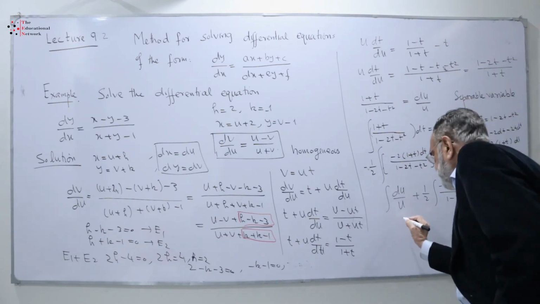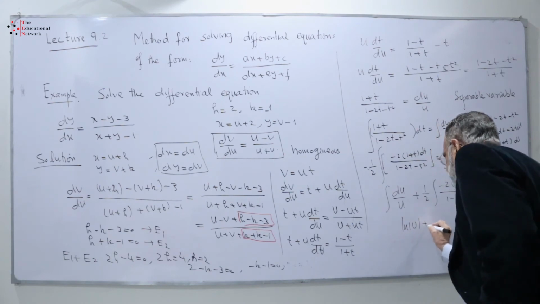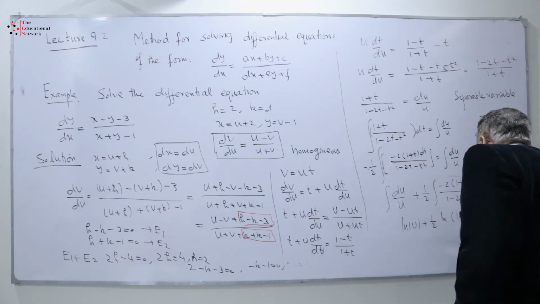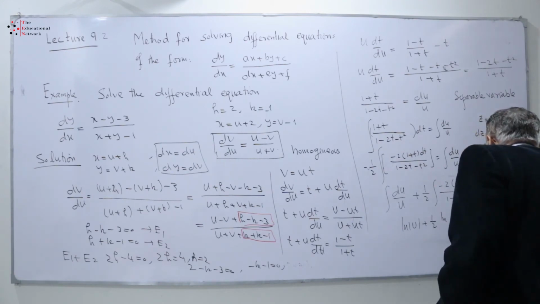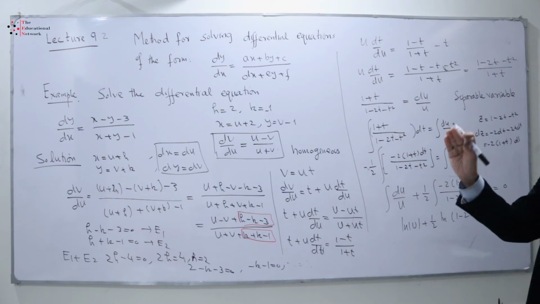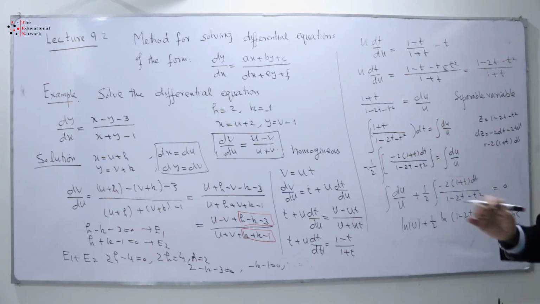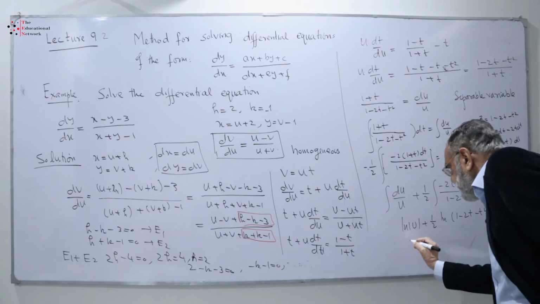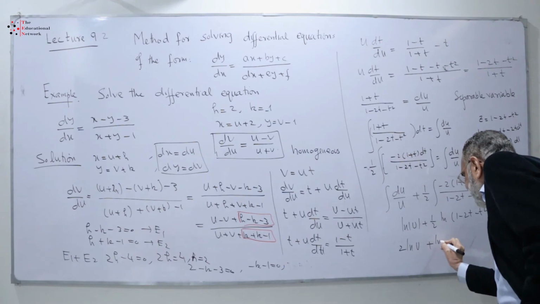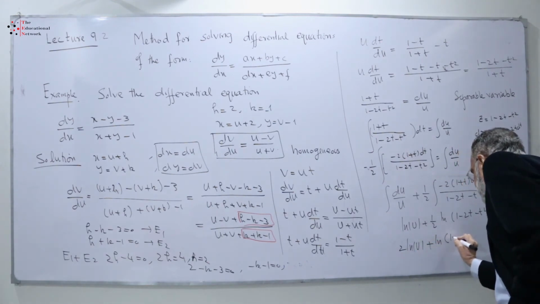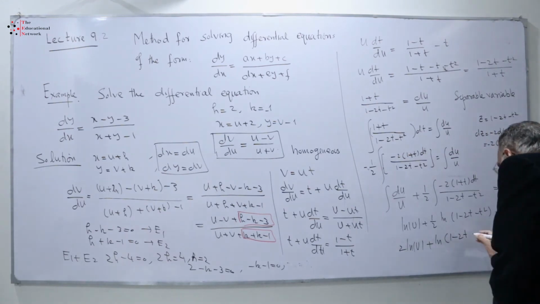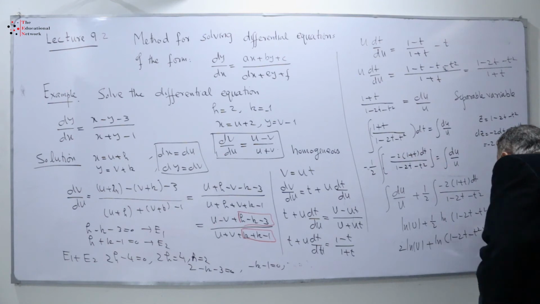So integrated, we get ln of u plus 1 by 2 ln of 1 minus 2t minus t square is equal to 1 by 2 ln of c. As I told you, we can write the constant in any form we like. We can write c to power e or e to power c, whatever you like, you get C1, C2. Now multiply by 2. I get ln of u square plus ln of 1 minus 2t minus t square is equal to ln of c.